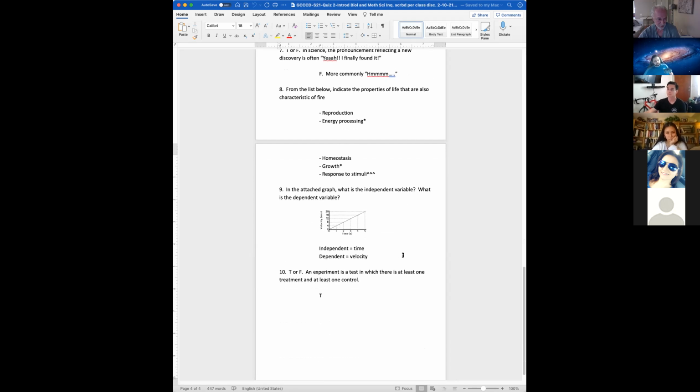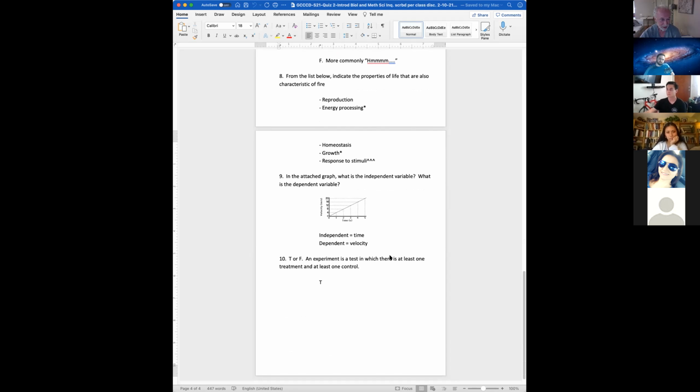Then there's the graph. The independent variable is time, the dependent is velocity. And finally, an experiment is a test in which there's at least one treatment and at least one control, and that is true.